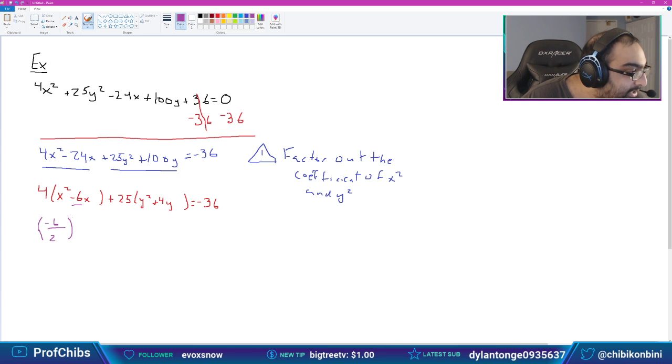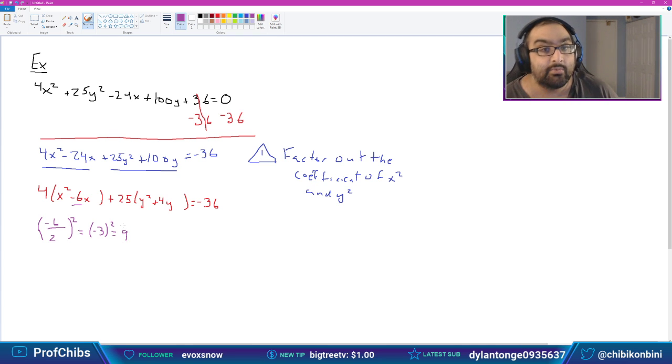Quantity squared. So we take minus 6 divided by 2 quantity squared. This is going to be minus 3 quantity squared, which equals 9. Now remember where we put this 9 when we're completing the square. This 9 is going to go right here. If you're not sure where it goes, it goes right there.